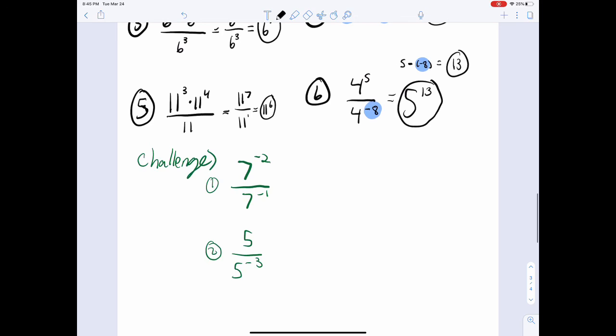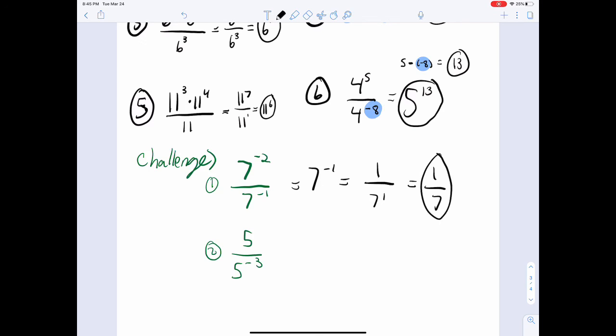using the quotient rule. Now the challenge ones, you should be getting 7 to the negative 1, which will equal 1 over 7 to the 1, which will equal 1 over 7. And then for number 2, there's really a 1 right there. You should be getting 5 to the 4th.